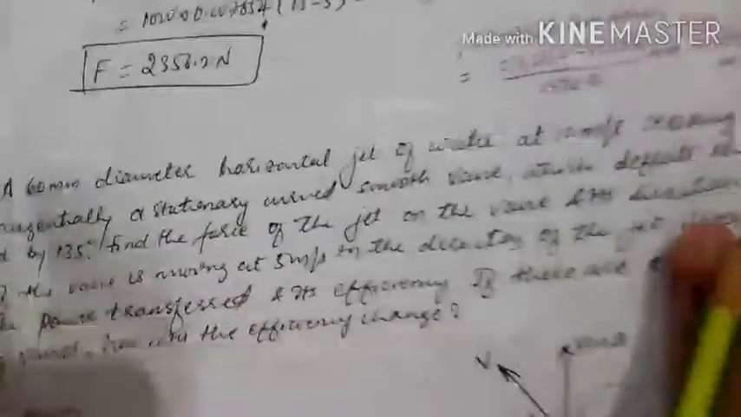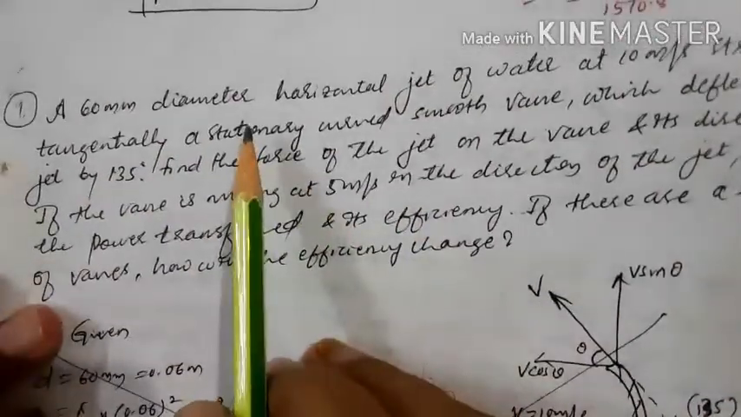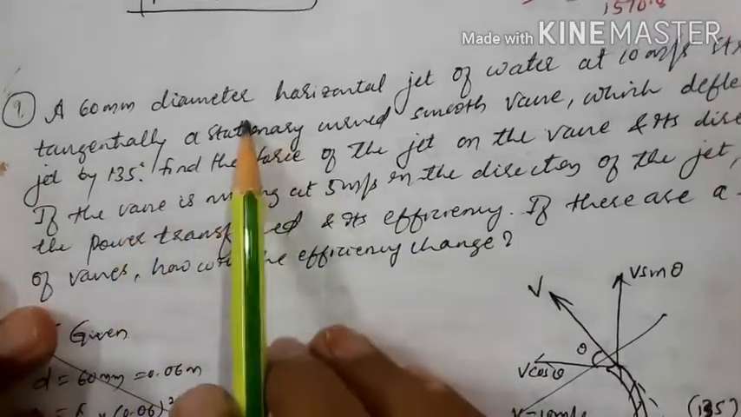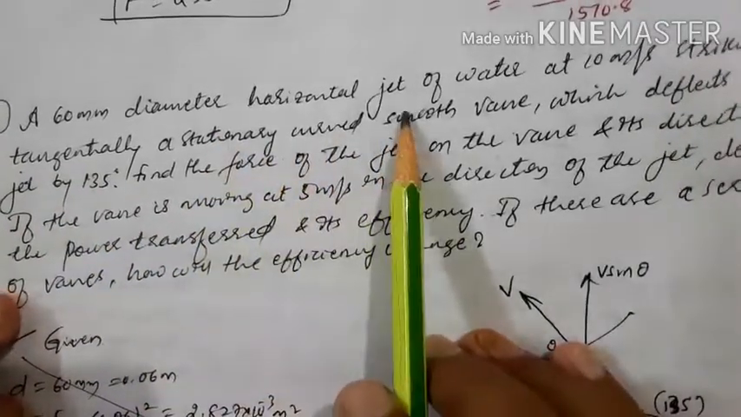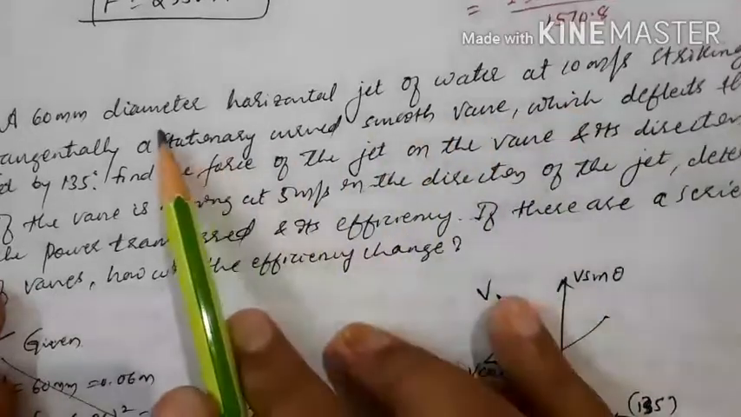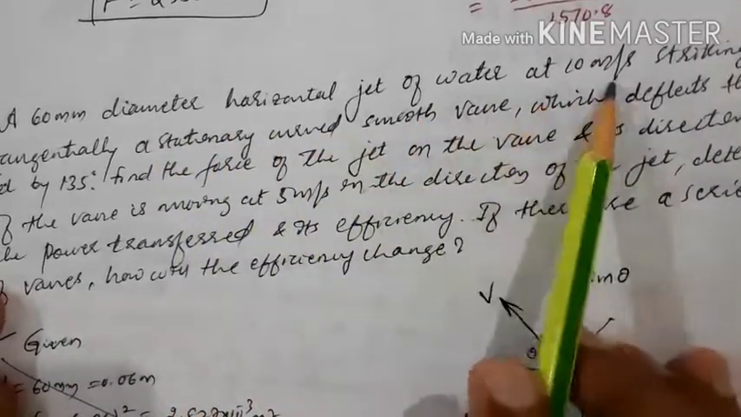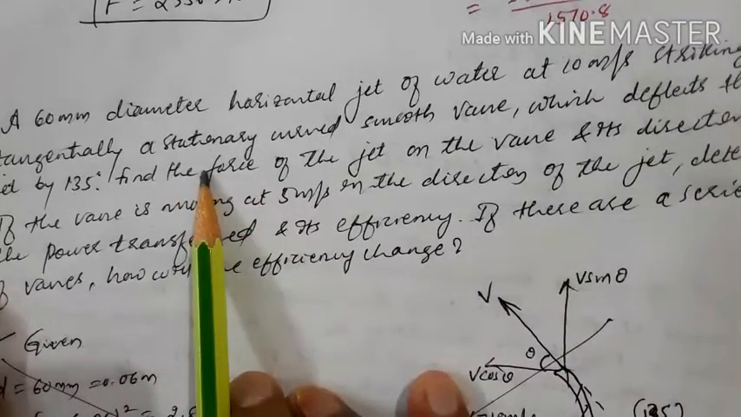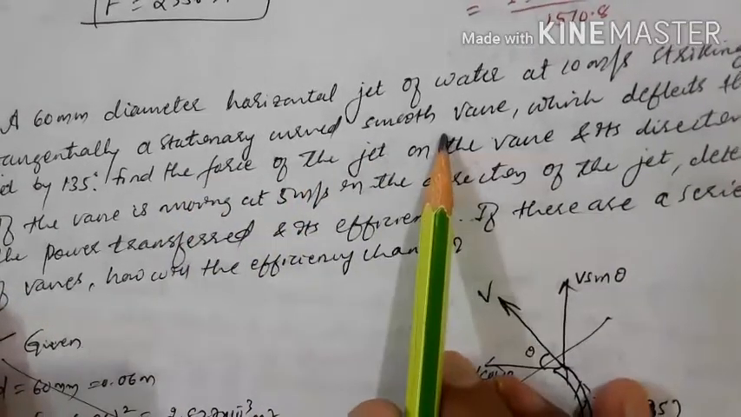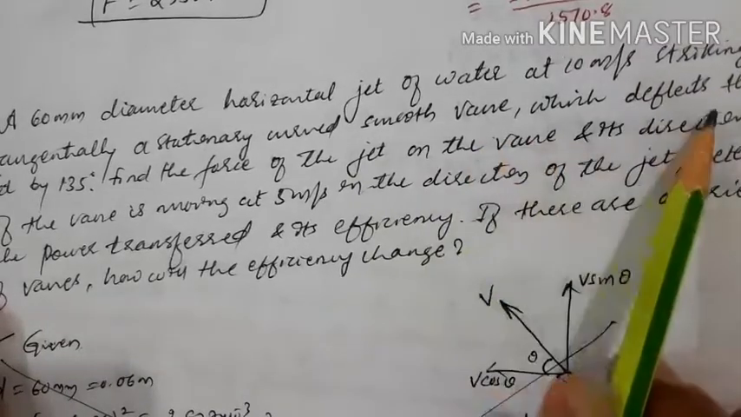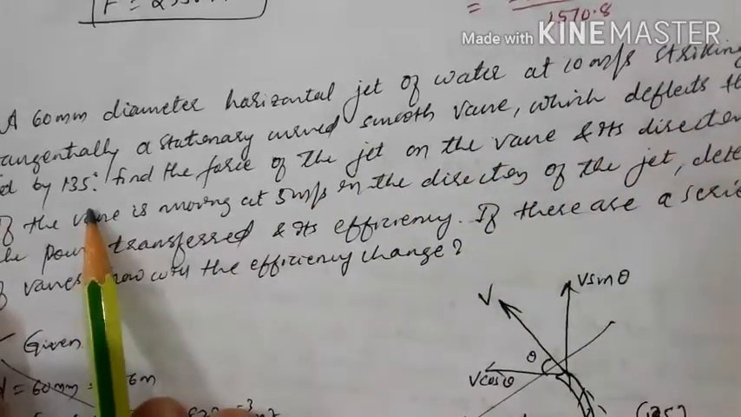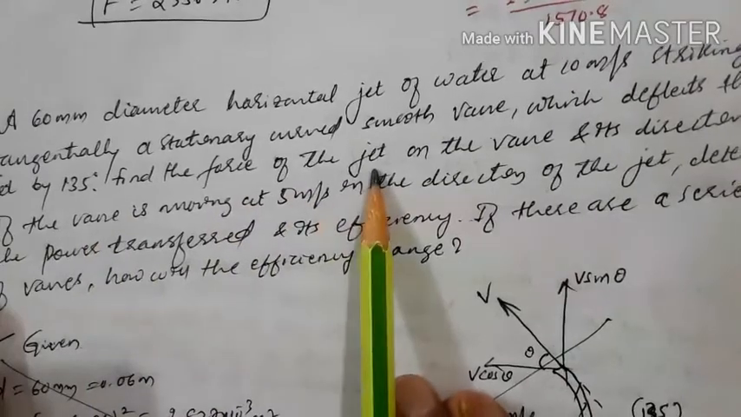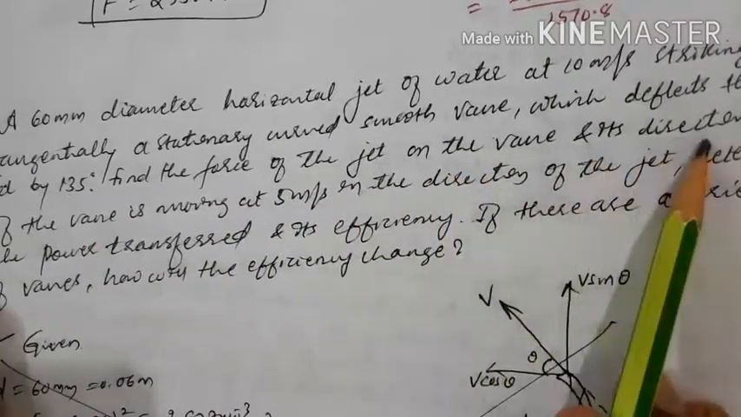Let us take one more example, which is a very important example. So in this problem, a 60 millimeter diameter horizontal jet of water at 10 meter per second, striking tangentially a stationary curved vane, smooth vane, which deflects the jet by 135 degree. Find the force of the jet on the vane and its direction.